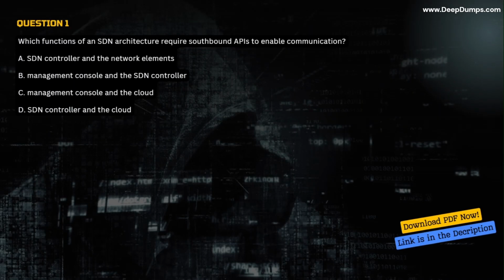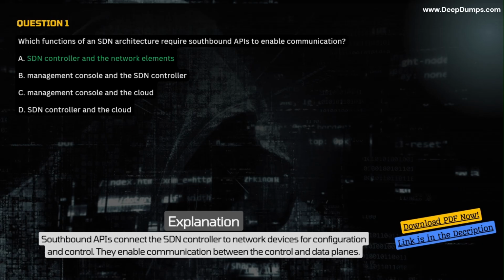Question 1. Which functions of an SDN architecture require southbound APIs to enable communication? A. SDN controller and the network elements. B. Management console and the SDN controller. C. Management console and the cloud. D. SDN controller and the cloud. Correct answer A. SDN controller and the network elements. Explanation. Southbound APIs connect the SDN controller to network devices for configuration and control. They enable communication between the control and data planes.